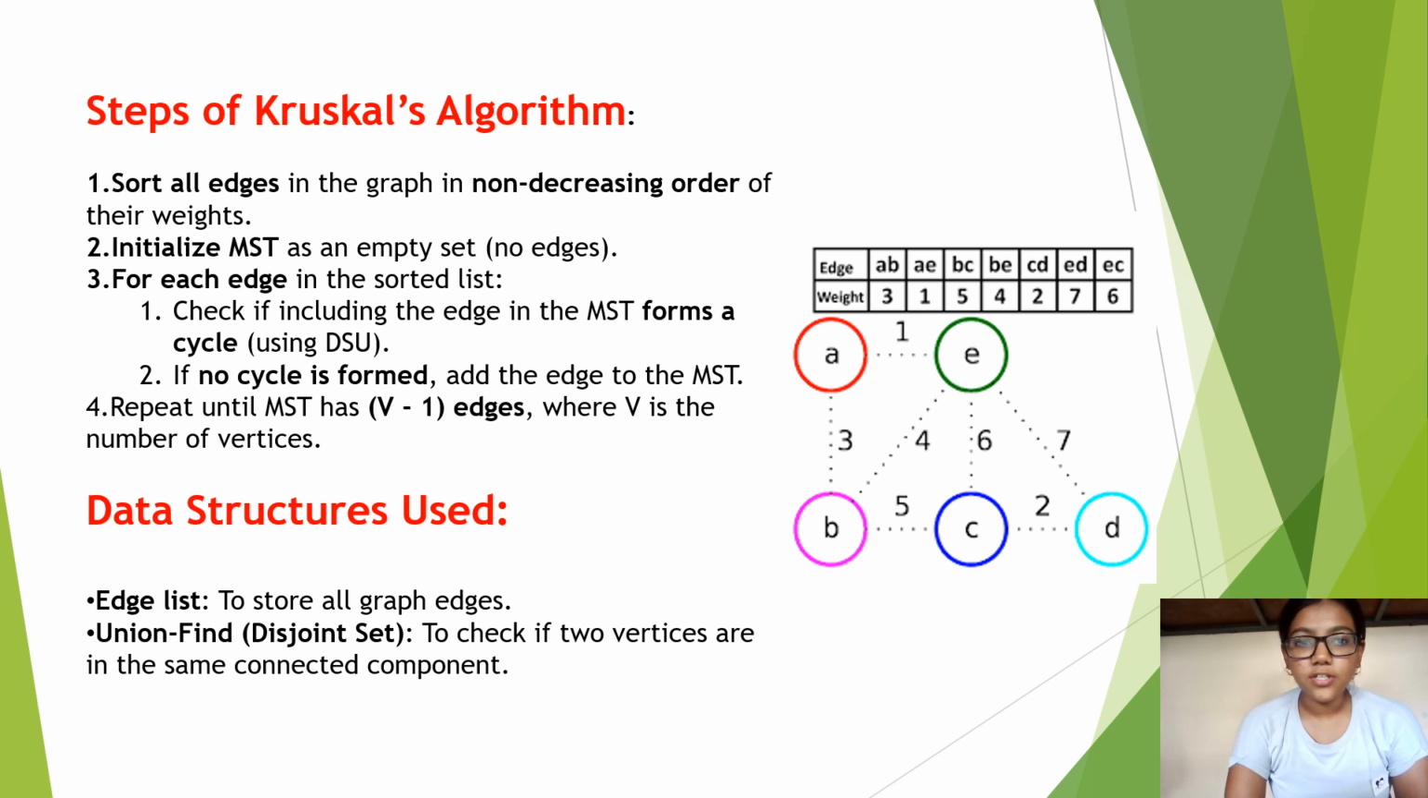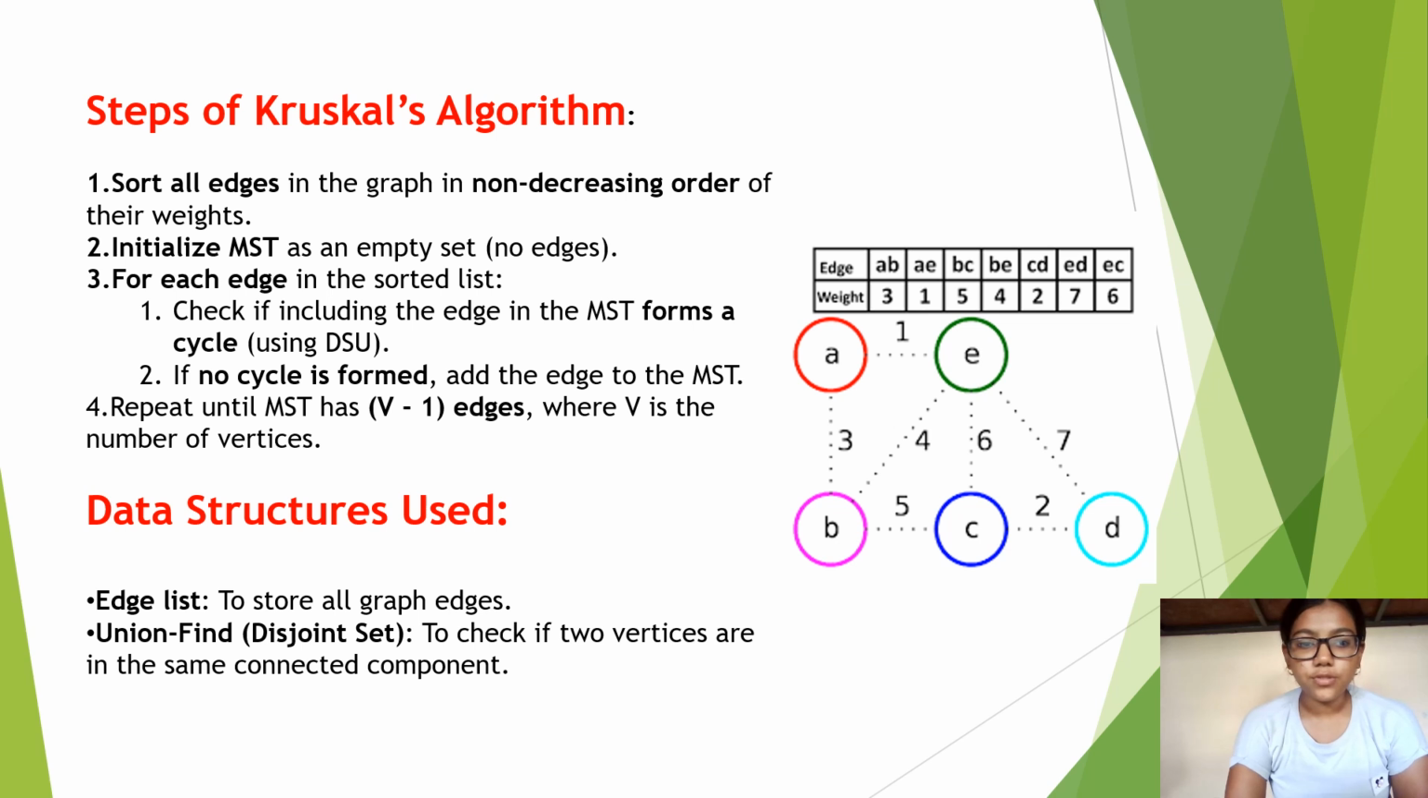For each edge in the sorted list, check if including the edge in the MST forms a cycle. If it forms a cycle, we should avoid it. If no cycle is formed, add the edge to the MST. Repeat until the MST has V minus 1 edges, where V is the number of vertices. Always the edges should be fewer than the vertices, and it should be V minus 1.